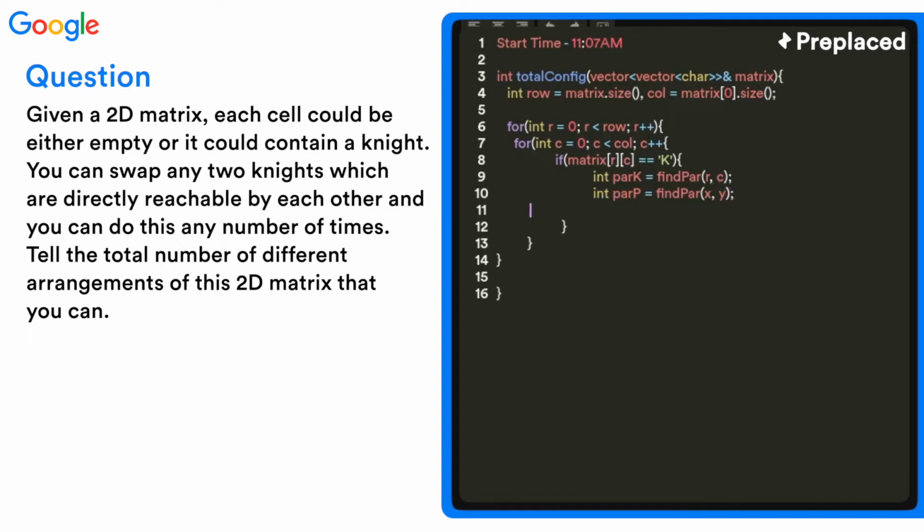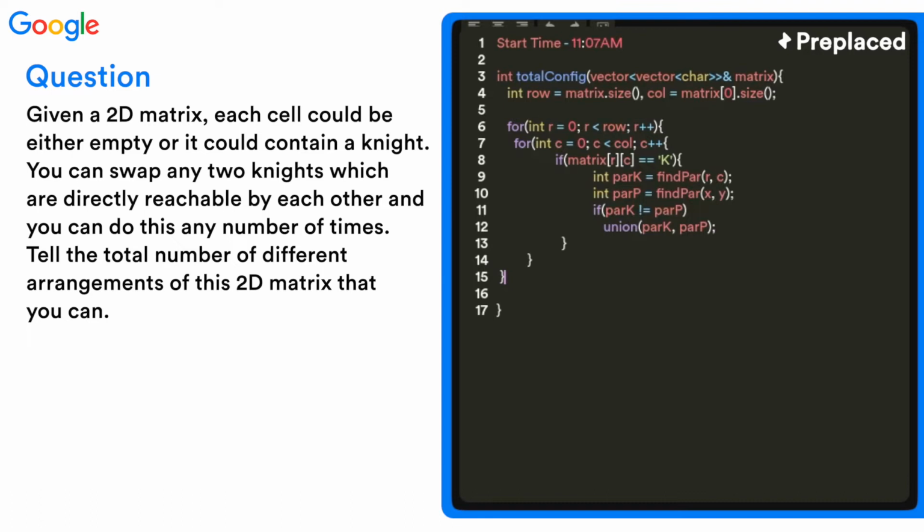In case the parent doesn't match, if parent K is not equal to parent P, I can just union them. So union of these: R, C, X, and Y. Don't you think you'd just want to pass pair K, pair P because you've already calculated pair? Yeah. It will be pair K and pair P. So this will be the union of everything.